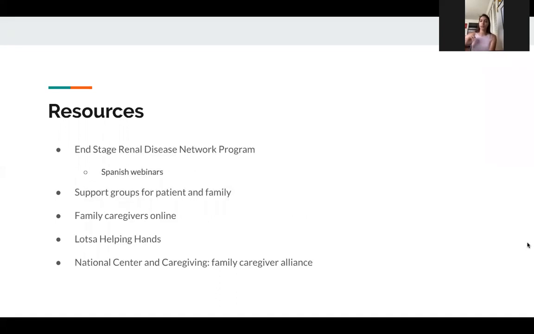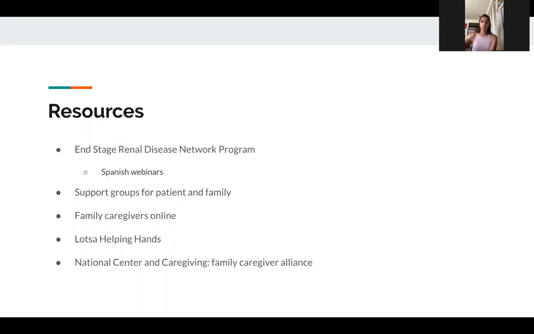And then a couple other ones. There was an end-stage renal disease network program, and this had Spanish webinars that they could go to. And so this would just be a great place to find support people and just get more education, and it being in Spanish would help them a lot.